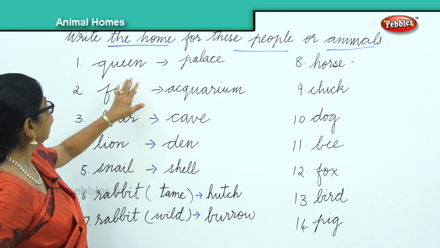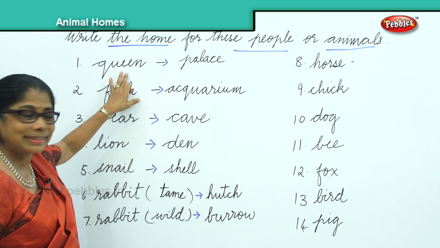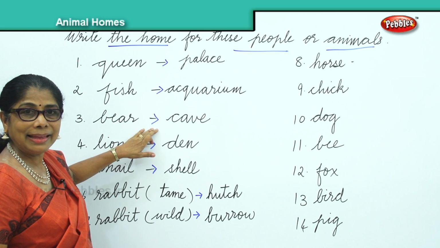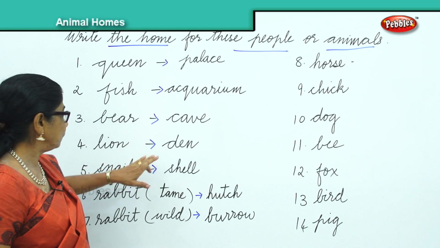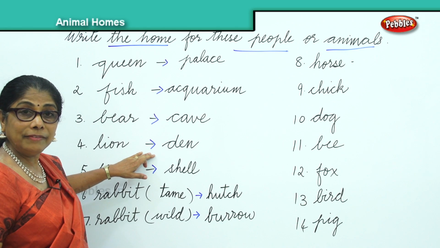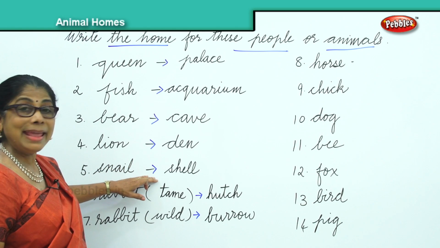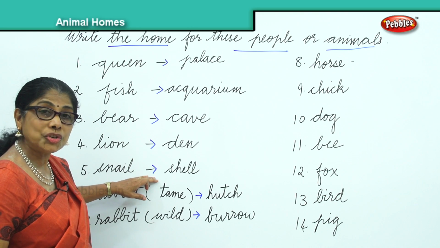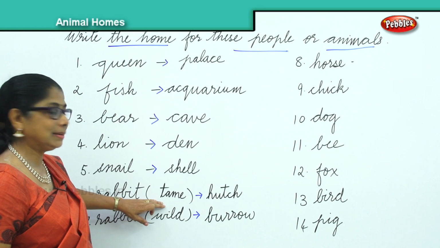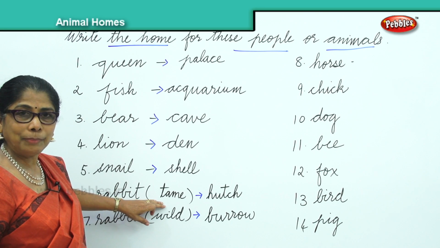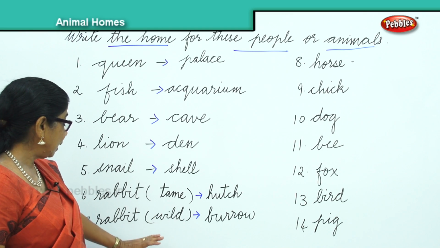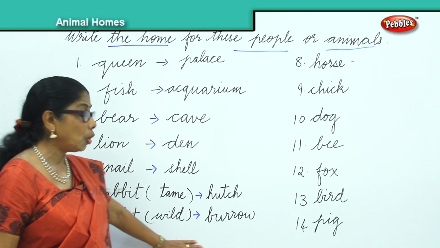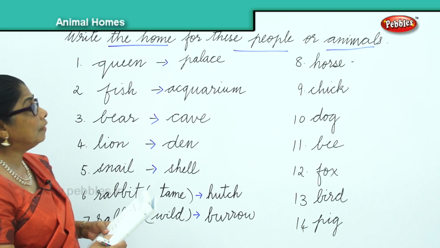So look at that. Queen, she lives in a palace. The fish, they are put into an aquarium. The bear, he lives in a cave. Lion, they live in the den. Snail, she carries her home. She lives inside a shell. The tame rabbit, they put it into a hutch. And the wild rabbit, they make their own home. They dig up the earth. That's called burrow.